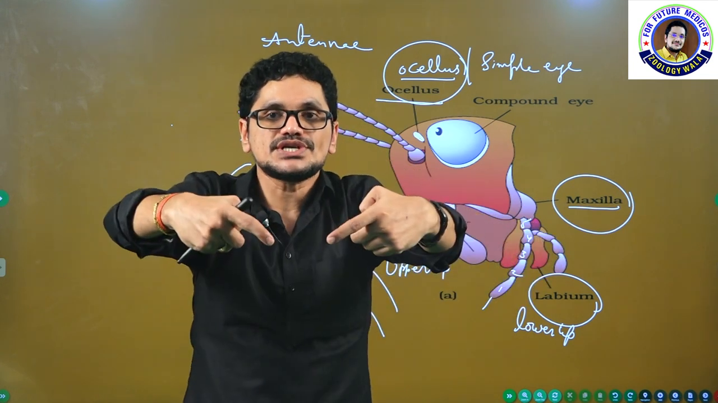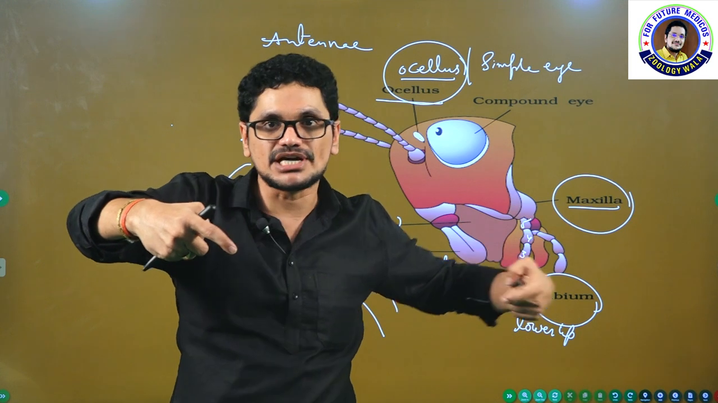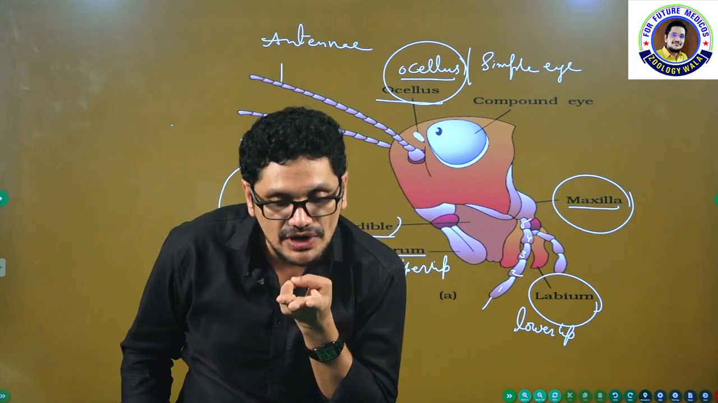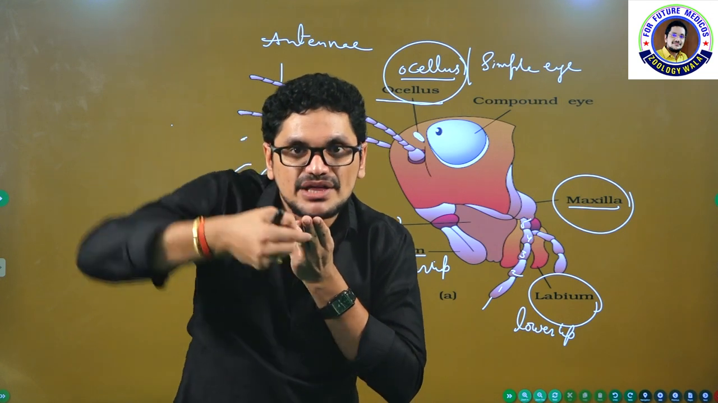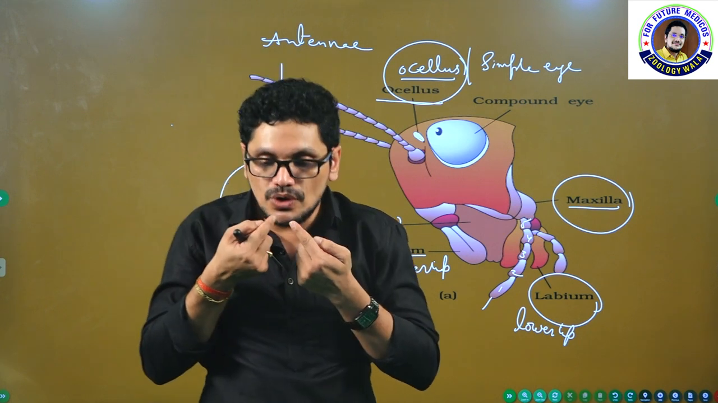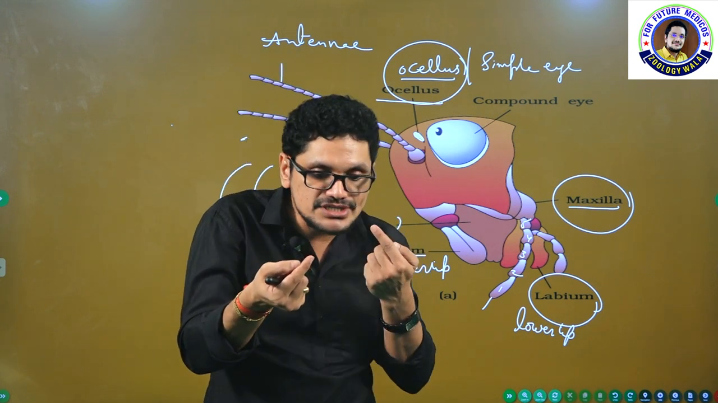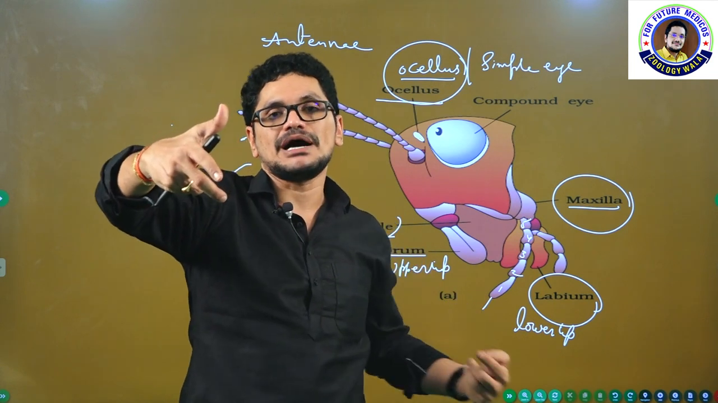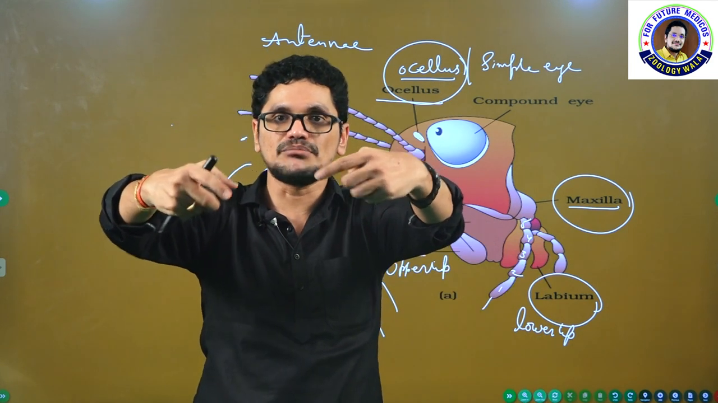So this is the maxillary palp, a 5 segmented structure, and this is also a 5 segmented structure, maxillary palp. See the lower lip, from the lower lip, 3 segmented palps will come, 1, 2, 3, 1, 2, 3. So 3 segmented palp from this side, 3 segmented palp from this side. Similarly, 5 segmented maxillary palp, and this is a 5 segmented one, maxillary palp.